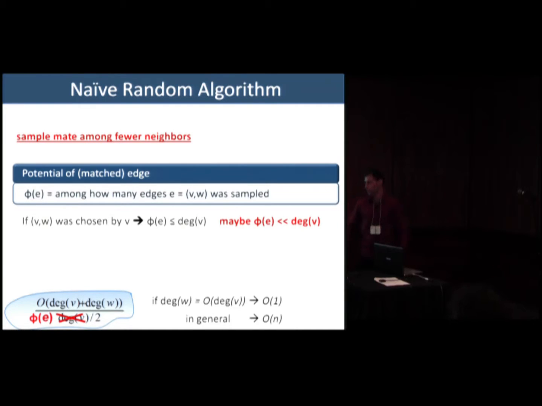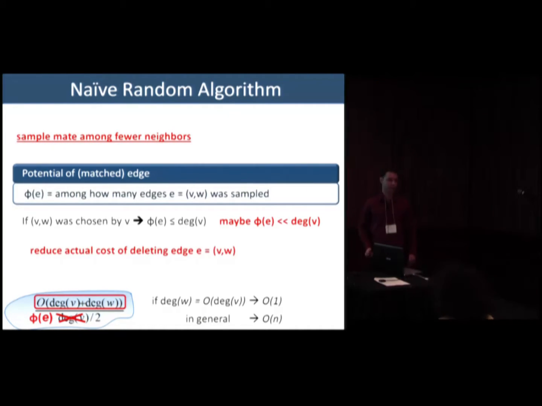And the challenge that we are going to face is how we can handle this edge deletion at a cost that is linear in the money that we have, the potential of the deleted edge. That's what we are going to try and do.